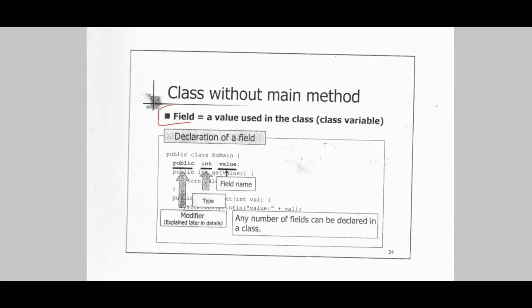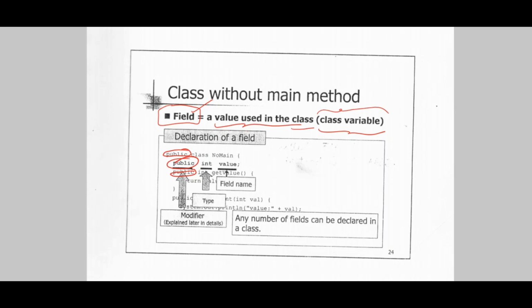We define a field as a value used in a Java class, and we refer to that field as class variable. So again, a field defined inside a Java class is a value that is used inside the Java class, and it is referred to as a class variable. This is the syntax to declare a field. We can use an access modifier just like we can use an access modifier when defining a Java class in here, or when defining a method. We use the access modifier public.